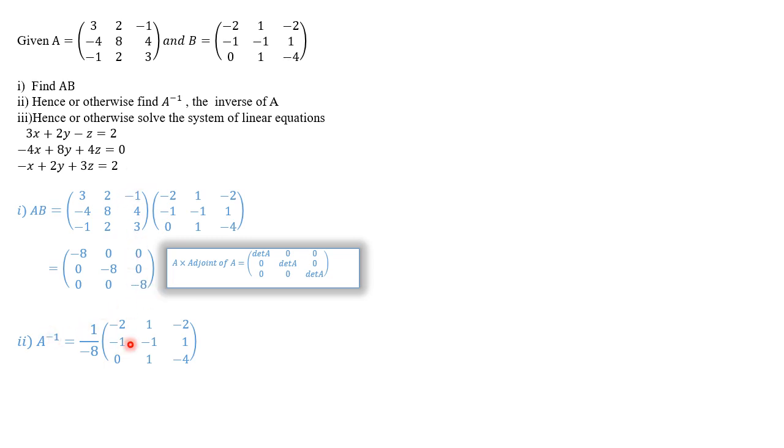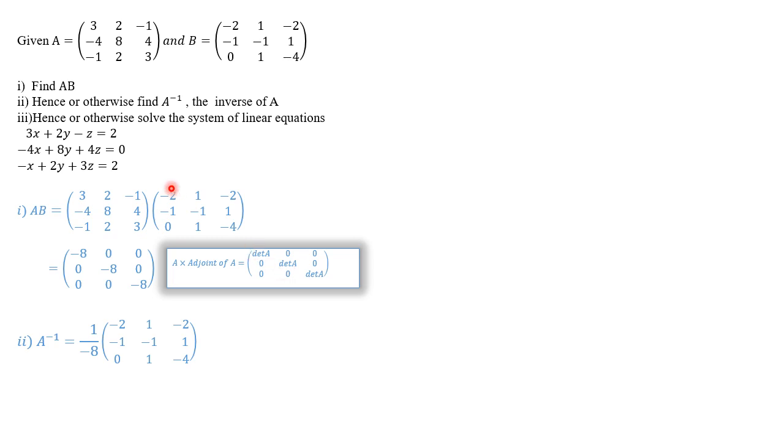The otherwise part is to go through the processes where you find the matrix of minors. After finding the matrix of minors, you go for the matrix of cofactors. After finding the matrix of cofactors, you find the adjoint and you transpose. Then you write your inverse. This is the otherwise part. But the hence part here is just looking at the situation where A times the adjoint of A is equal to det on the leading diagonal, and the other elements become zeros, right?